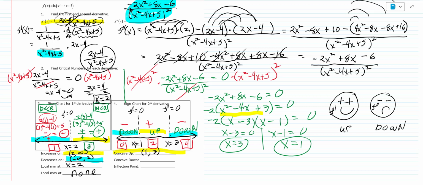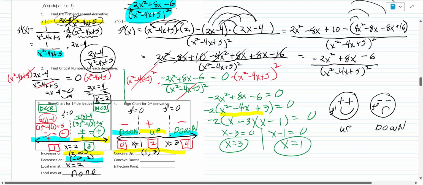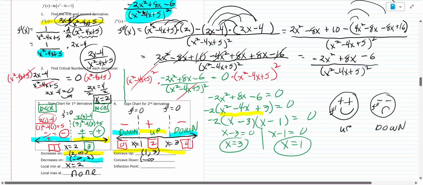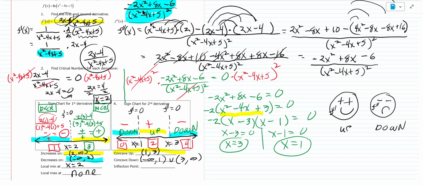Okay. There you go, outstanding. So we got negative infinity to 1, and then we got 3 to infinity like that. Okay, that's how we know the answer to the problem.